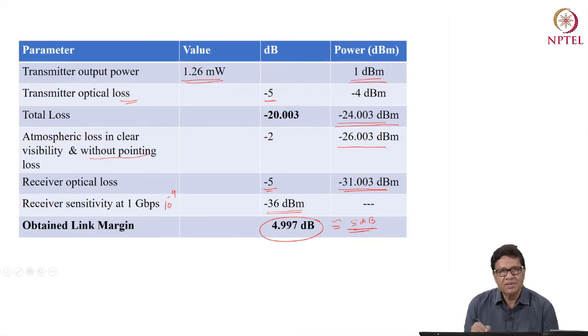So in this particular example, if you have a transmit power of 1 dBm and with all these parameters, this system will work for a distance of 1 kilometer for 1 gigabits per second and give you a 5 dB margin. So this is an example of a terrestrial link.